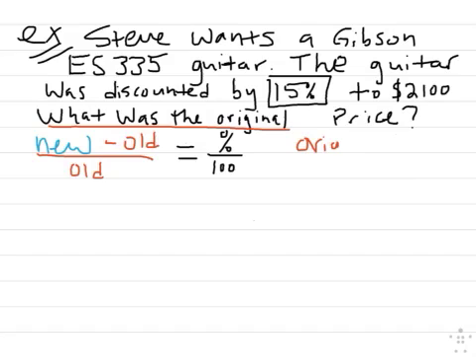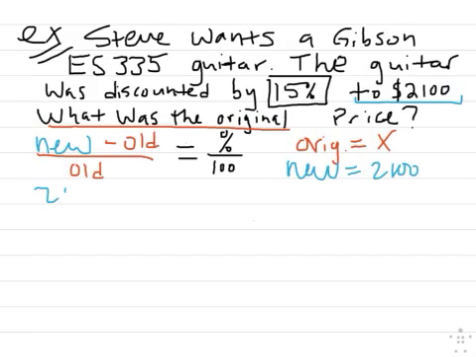So let's let it equal maybe, I don't know, X. Sure, why not? Okay, and then we do have the new price, right? It was discounted, so it changed. The price changed to this price, the 2100. Okay, so let's throw this into our equation. So this is the new equals 2100, right?